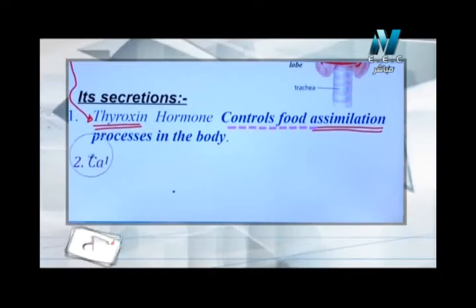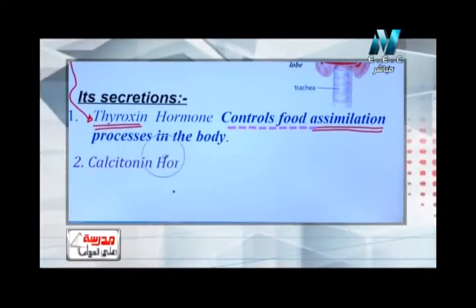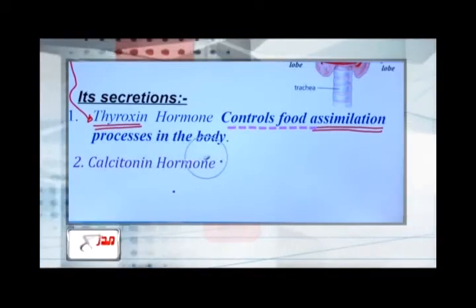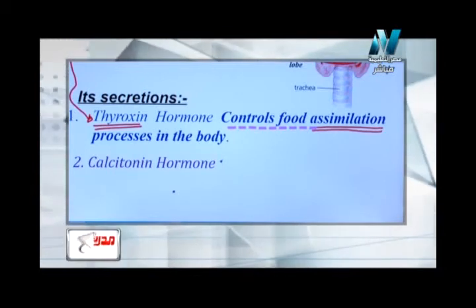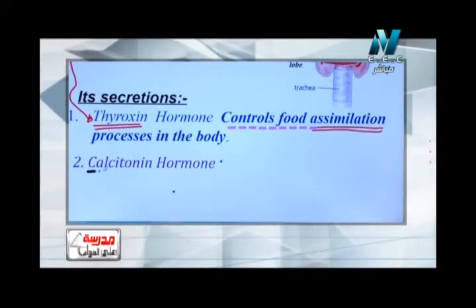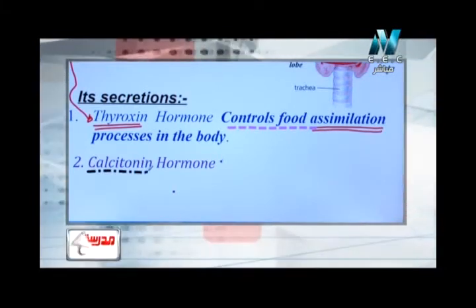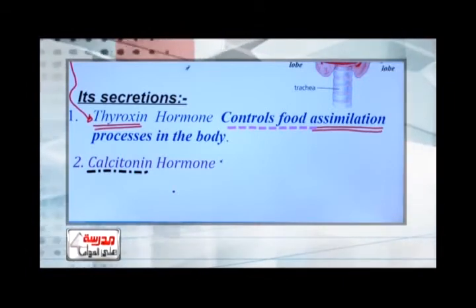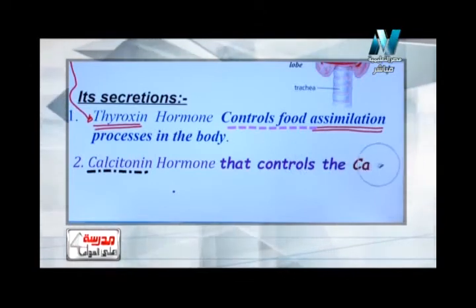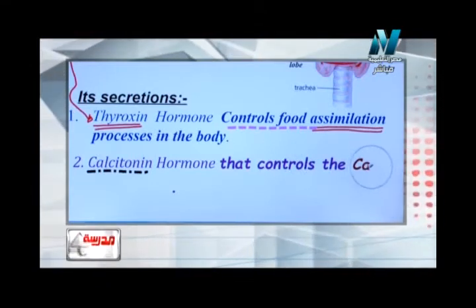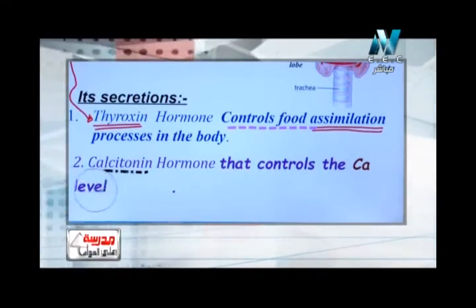The second hormone is called calcitonin hormone. Calcitonin hormone. اسمه كده. طب أظن كلمة calcitonin جاية من كلمة إيه؟ Yes, that controls the Ca, which means calcium level in blood.